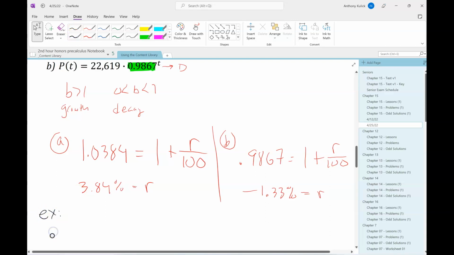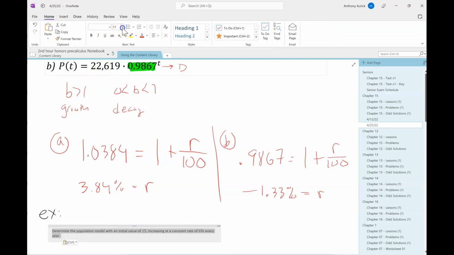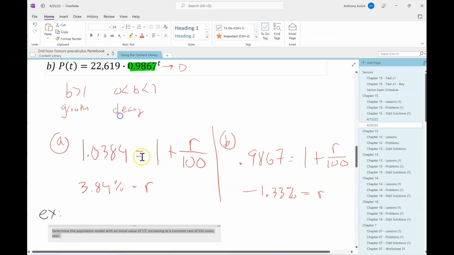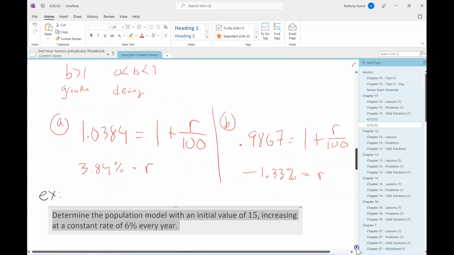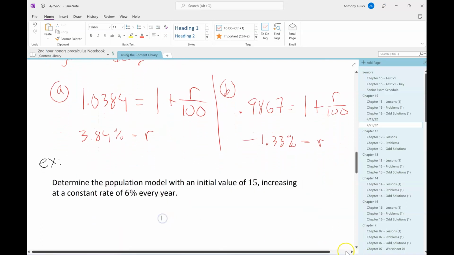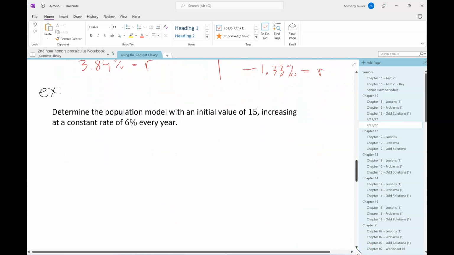All right. Let's do another example. Again, if you haven't figured this out by now, this whole section is going to be story problems up the wazoo. So, all right. Determine the population model with an initial value of 15 that increases at a rate of 6% every year.